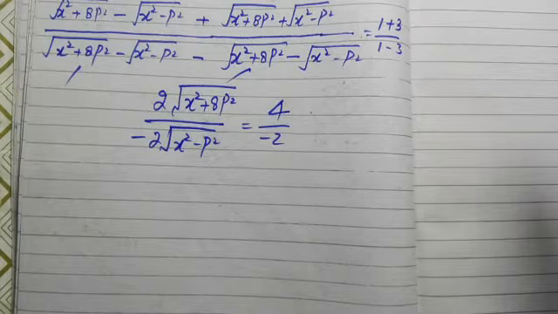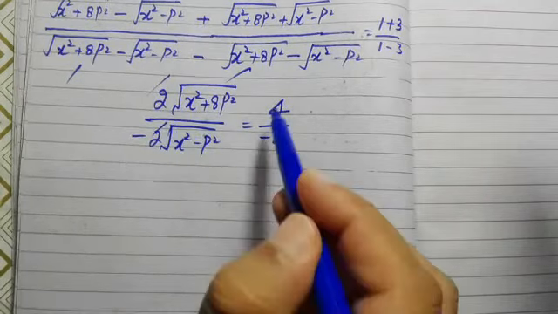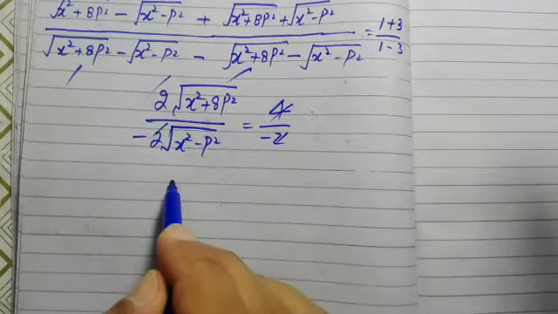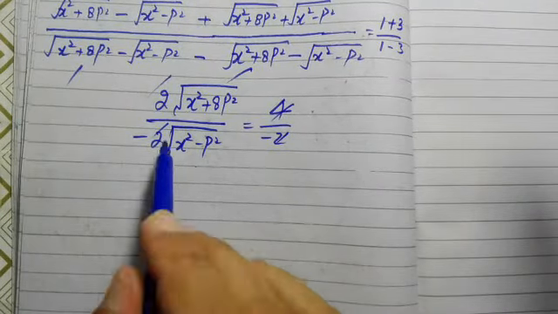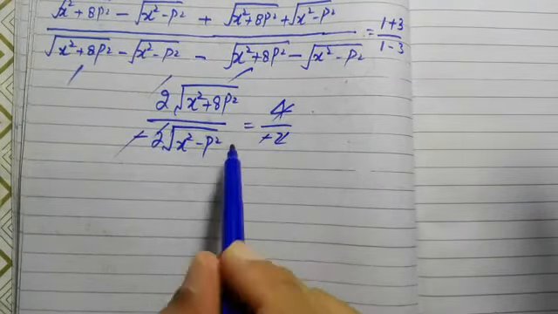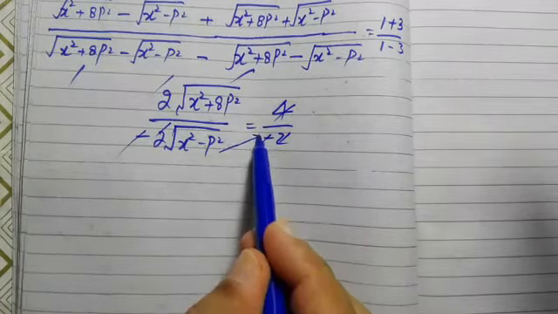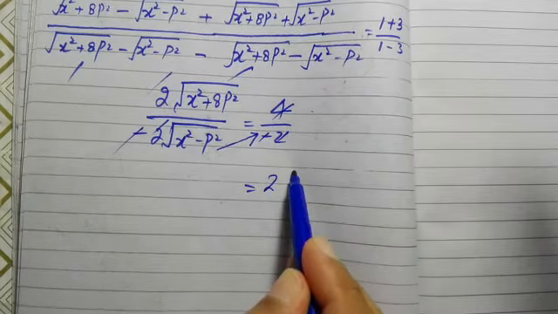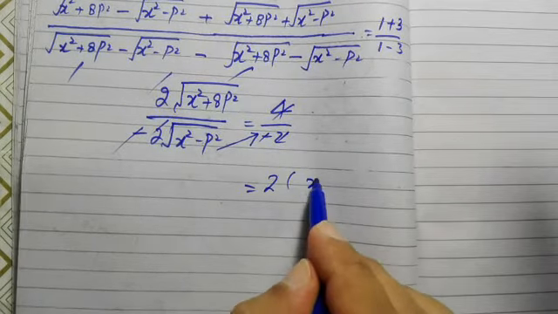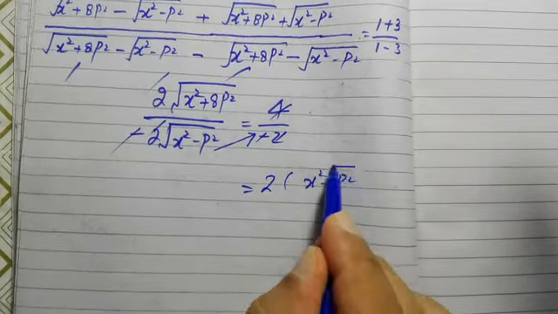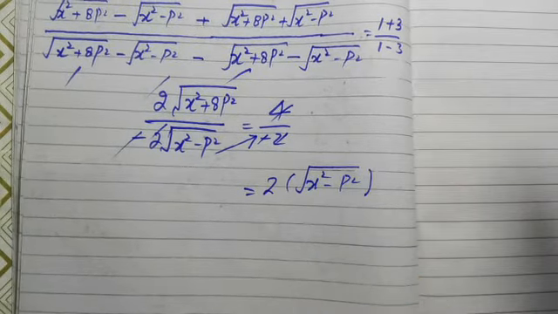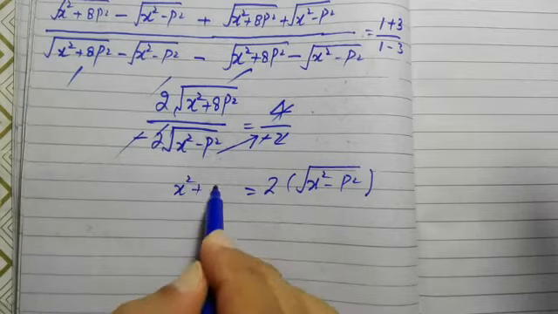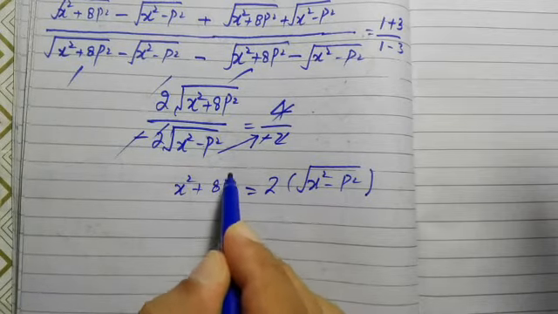Now go for the cancellation. These two terms will be cancelled. These two will also be cancelled. So we will be having minus sign will also be cancelled from both sides. So if you go for the cross multiplication, 2 will be there on right hand side and x square minus p square with under root sign, it will be very much there. And on left hand side, you will have x square plus 8p square under the root.